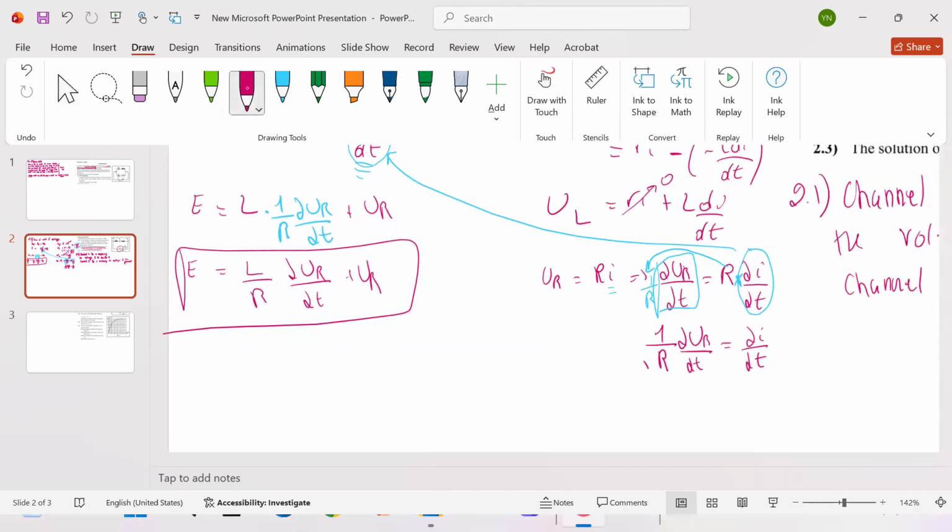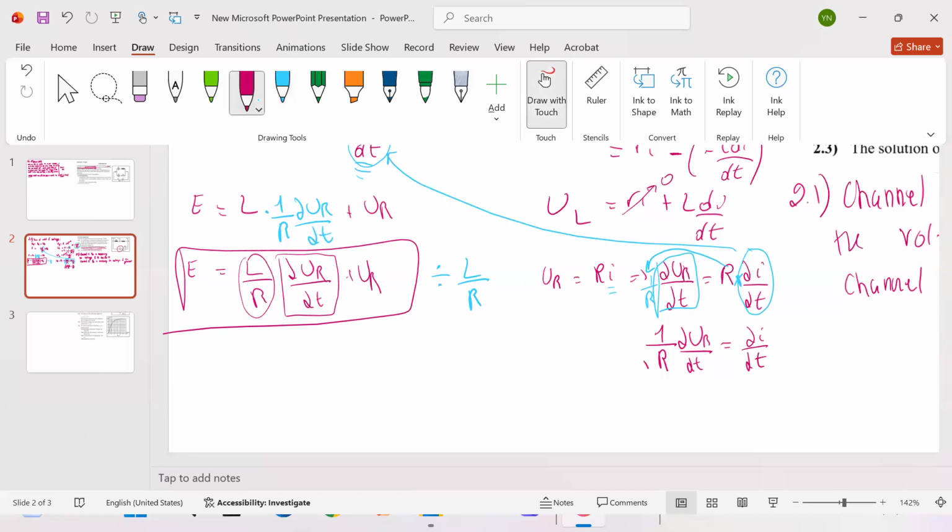Okay, now you have one more step that they might ask you for. Keep the derivative by itself. What does that mean? Sometimes they ask you to find a differential equation which has dUR over dt by itself, without a coefficient like L over R. So you divide the whole thing by L over R. So you can remove the coefficient of dUR over dt, and that's completely possible.